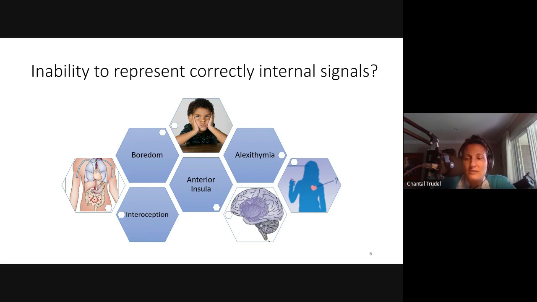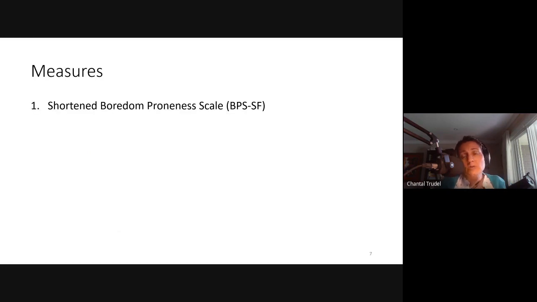So then, looking at all this, the following question emerged. Could it be that the inability to represent accurately your own internal signals and the insular cortex play a role in boredom proneness? So to find out, we collected 2 samples totaling 350 people, and the median age was about 38 years old. We used a total of 8 surveys. First, we measured, of course, the level of boredom proneness. Then we wanted to look at known relationships, such as alexithymia, as we discussed, and also self-control.